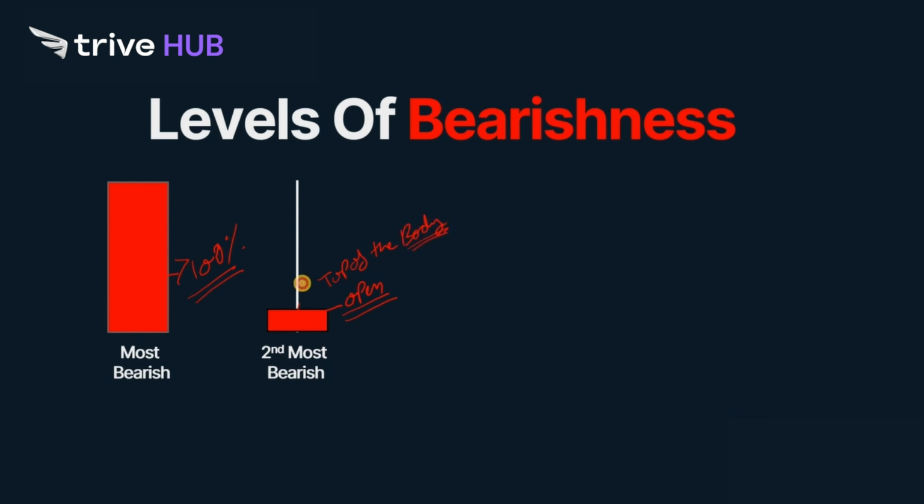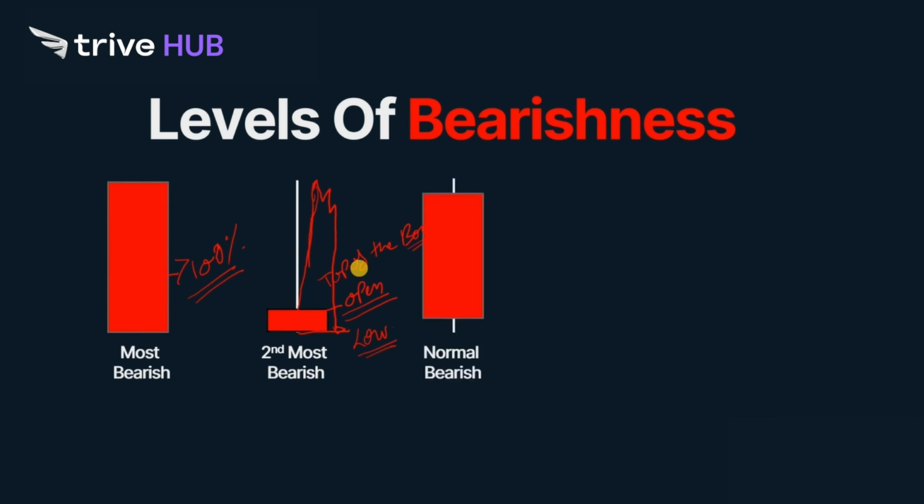So the price opened here, buyers came in, they overcame the sellers for some time, but sellers became much more aggressive after some time and they pushed the prices all the way down here and made a new low which is below the opening price. So buyers were there initially, but sellers pushed them out of the market. Normal bearish, which has some buyers but mostly sellers.